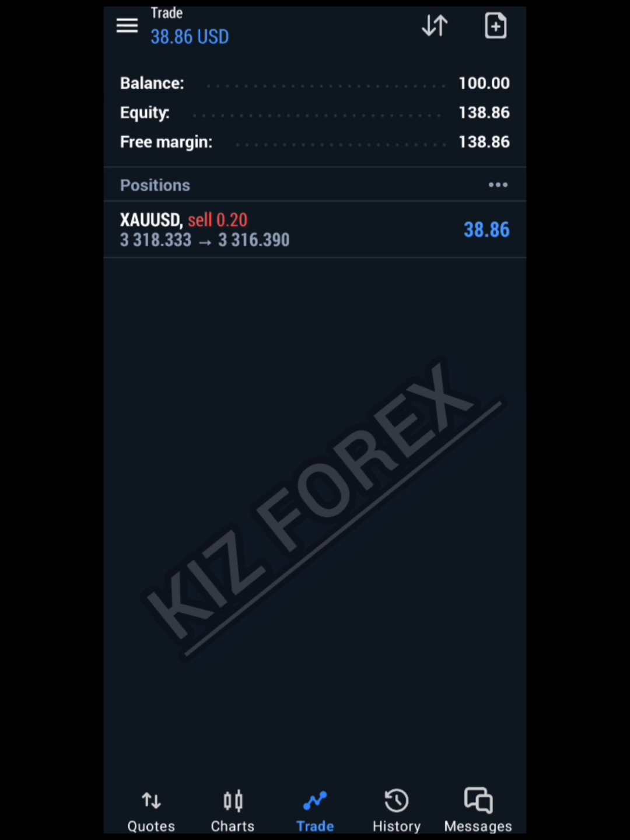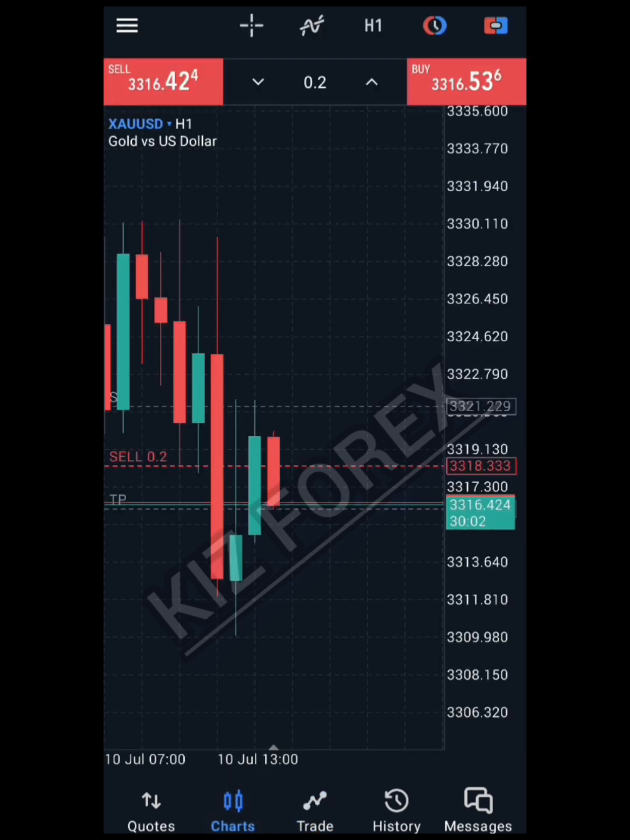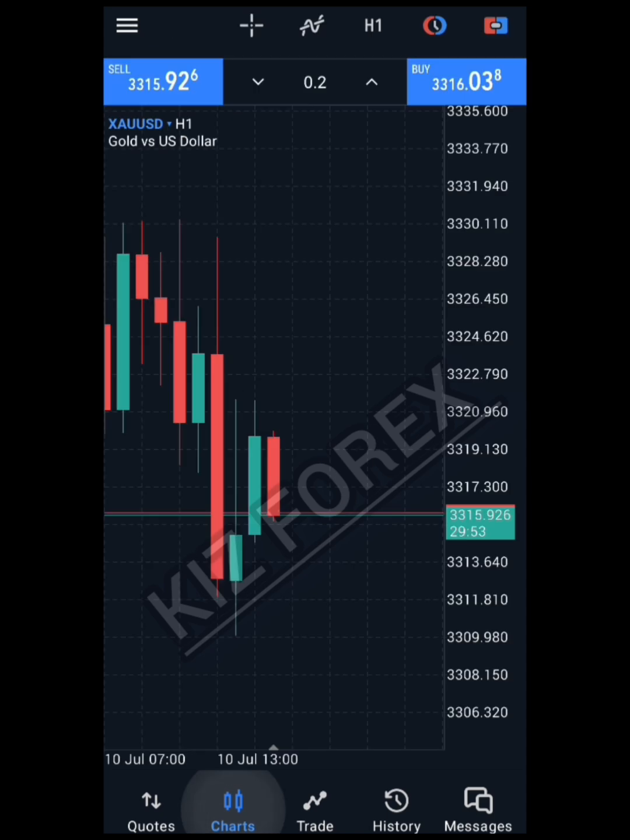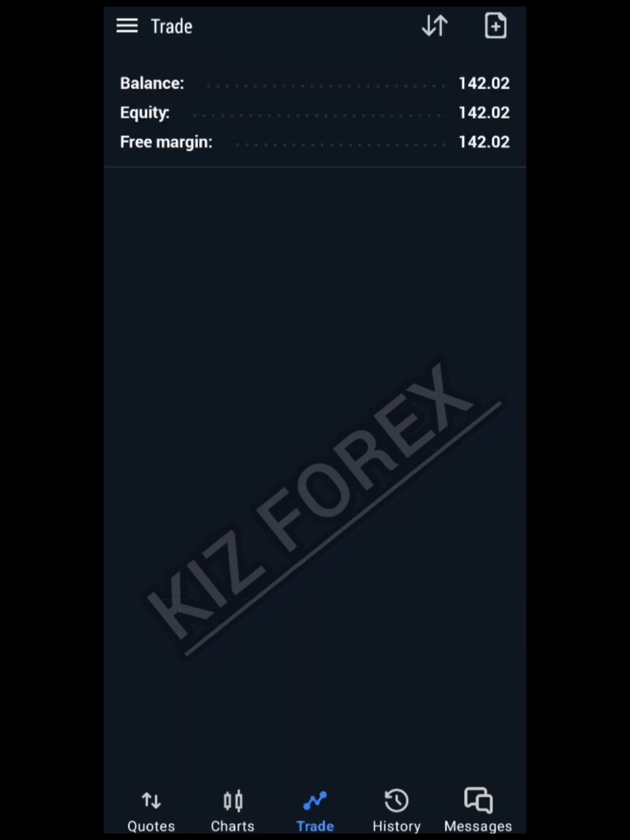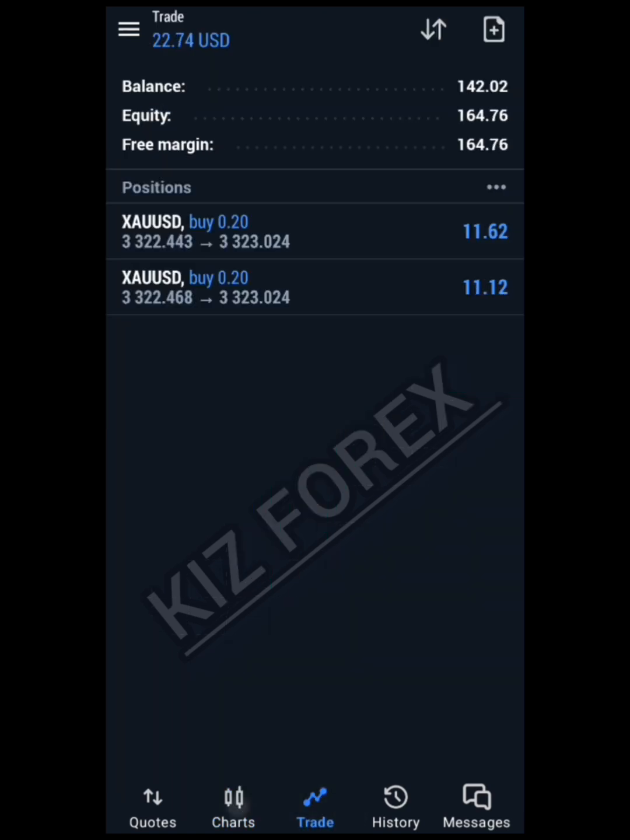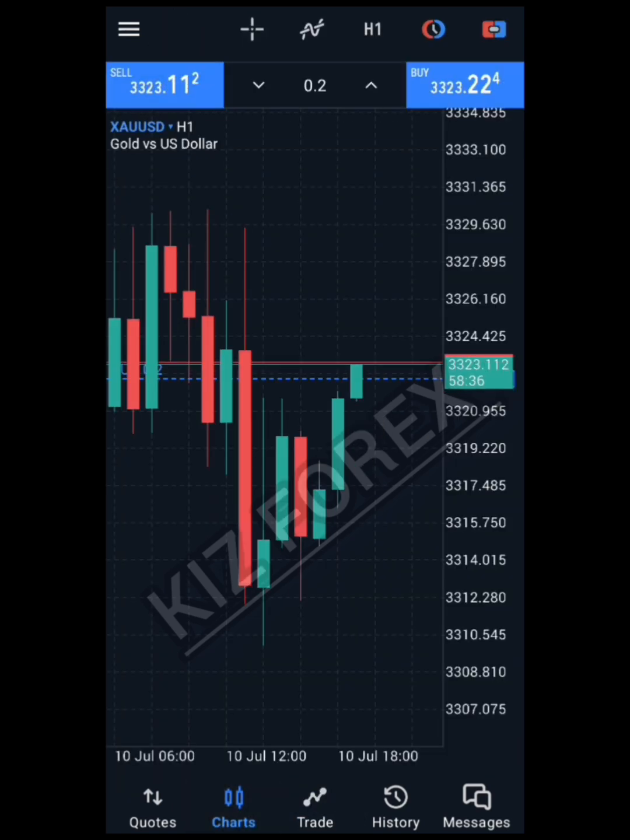So our TP, just like I said, is quite not far from where we've entered. I think yeah, we've just hit our TP right now, and our equity is now $142.02. So now we have seen another entry again right now.